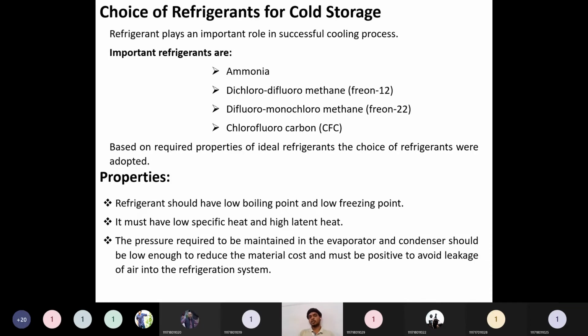So these are the properties required for the refrigerant we have to choose. It may be ammonia, Freon 12, Freon 22, or a CFC. Depending on the properties of each type of refrigerant, the temperature required inside and the temperature already there outside, we will choose which refrigerant and which refrigeration cycle we require. These are the popular choices, and these are the common properties for any type of ideal refrigerant.